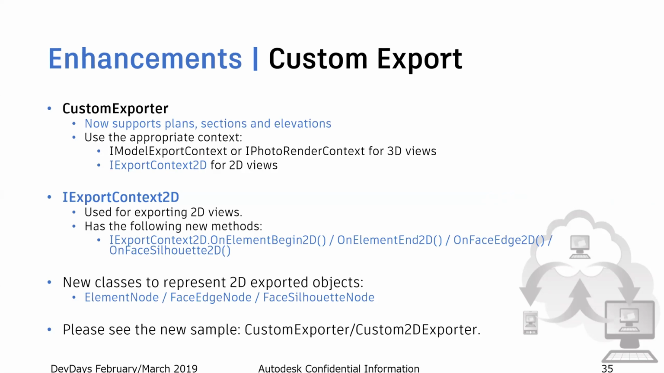And we've also created a few new classes that represent 2D exported objects that are not present in 3D views, and that includes element nodes, face edge nodes, and face silhouette nodes.